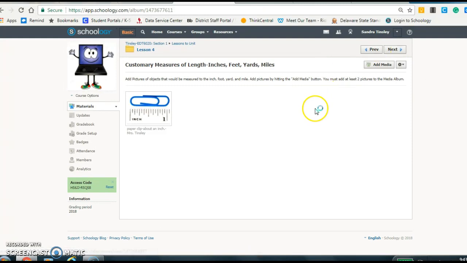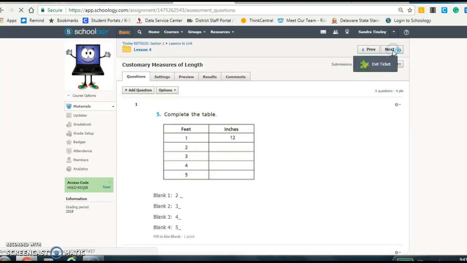Next, they'll go on to taking that information and creating an individual assignment where they'll add their media. They'll put something they can measure in inches, feet, yards, and miles. And as I gave them an example, I said paper clip about 1 inch, and I put my name here. And that's how they'll add their media to the lesson.